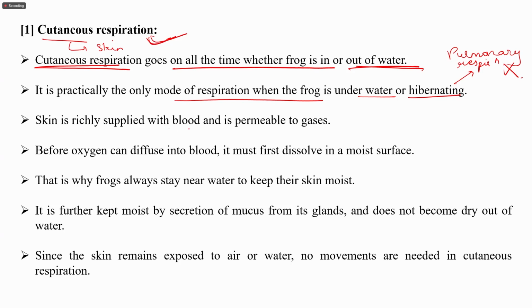Skin is richly supplied with blood, as I mentioned, and is permeable to gases. Before oxygen can diffuse, it must first dissolve in a moist surface, and therefore frogs usually stay near the water to keep their skin moist. It is further kept moist by the secretion of mucus from its glands. We know that there are certain glands present in the dermis region of the skin, and these glands secrete the mucus, so the skin does not become dry.